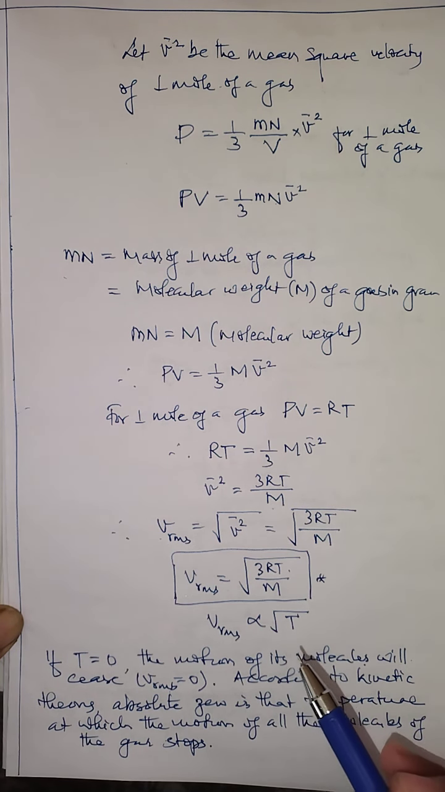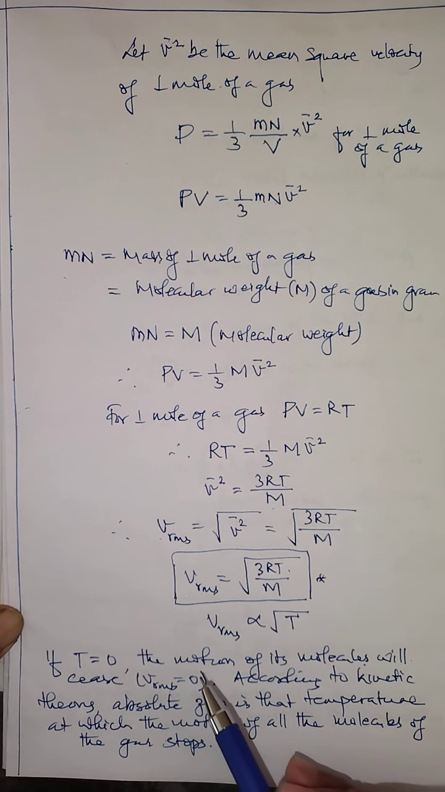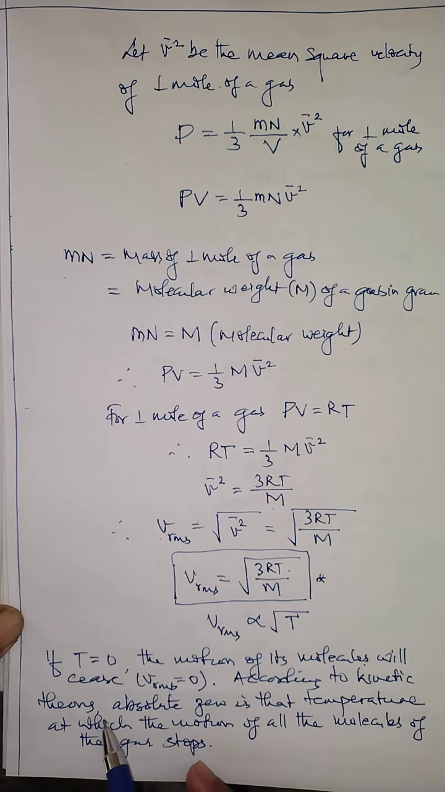Now, absolute 0 temperature means T is 0, that is minus 273 degrees Celsius or 0 Kelvin. According to kinetic theory, absolute 0 is the temperature at which the motion of all the molecules of the gas stops. That means motion of all the molecules of gas stops only at absolute 0 temperature. But this is not actual practice. This is only a theoretical consideration. That's why it is clear that absolute zero can never be reached.